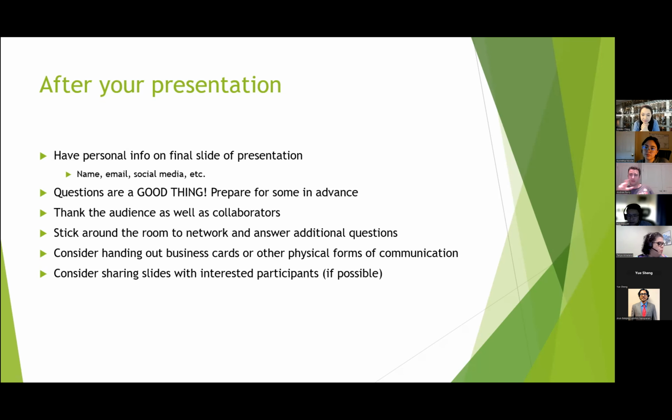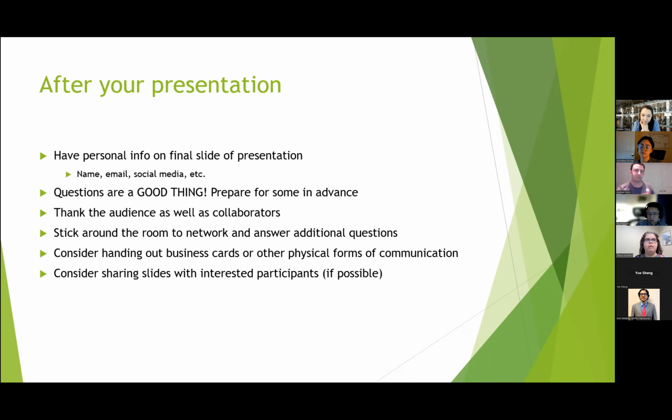When you're done and you sit down and the session's over, you might have people coming up to you, thanking you for your wonderful talk and wanting to talk to you more. Don't bolt out of the room as soon as things are over. You may be glad it's over, but you don't convey that to people. You want to stick around. If you've got business cards, if you're that suave and you have business cards on you, then certainly utilize them and give them out to people if they want them. And then consider sharing your slides with interested participants. Unless the information is proprietary, if they want the information, that's a great further dissemination of your work.